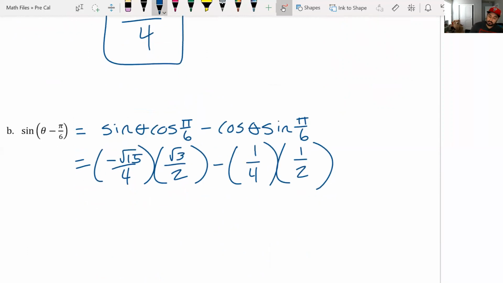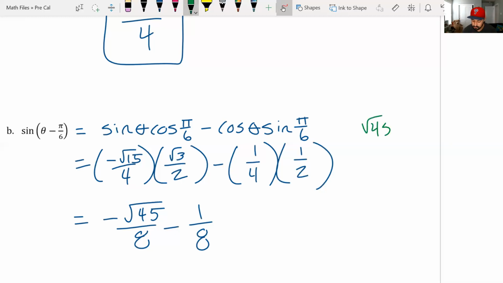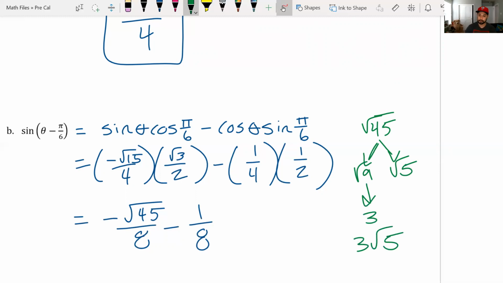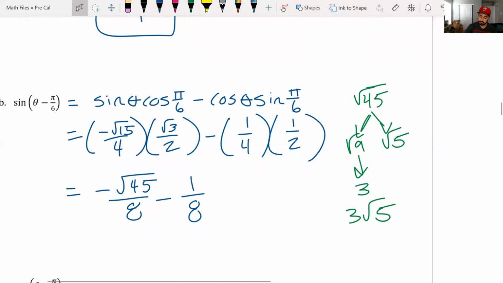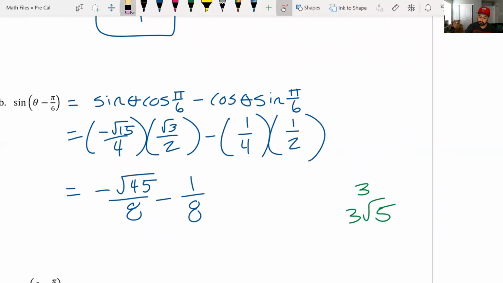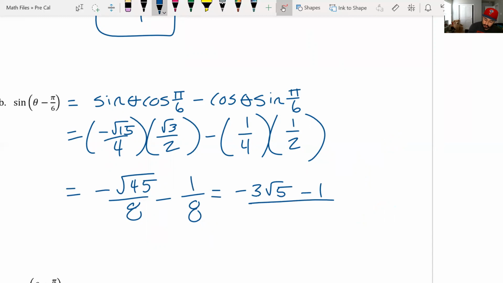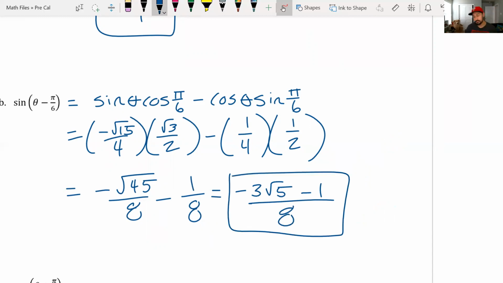Okay, cleanup time. You get the negative square root of 45 over 8 minus 1 over 8. Now the square root of 45, does that break down? Yes. This becomes square root 9, square root 5. Square root of 9 is 3. So the square root of 45 is the same as 3 square root 5. And this means that that becomes negative 3 square root 5 minus 1, all over 8. That's it.